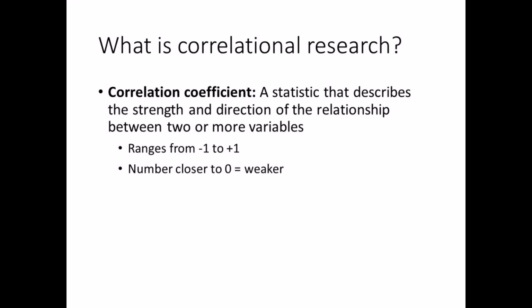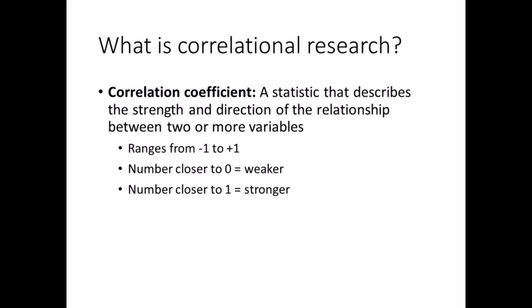When the number is closer to 0, it indicates the relationship is a weak one. So, a correlation of 0.2 is weaker than 0.4. When it's closer to 1, it indicates a strong relationship. A correlation of 0.9 is stronger than 0.6.